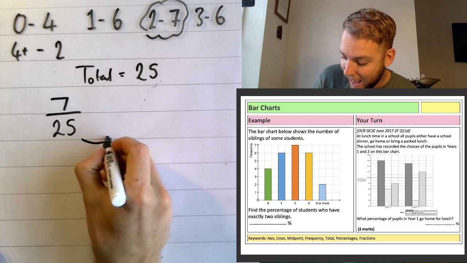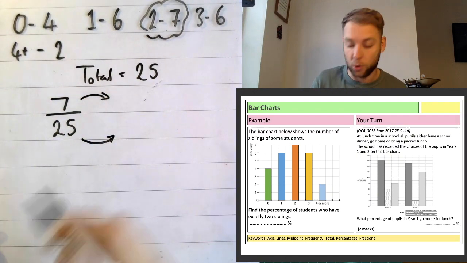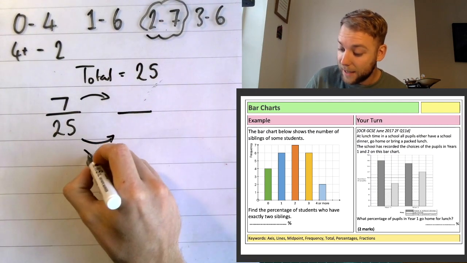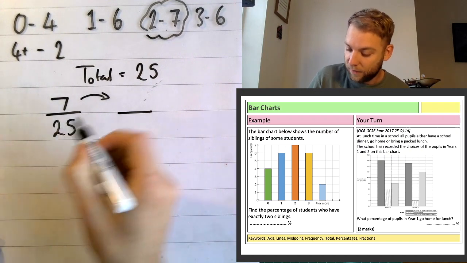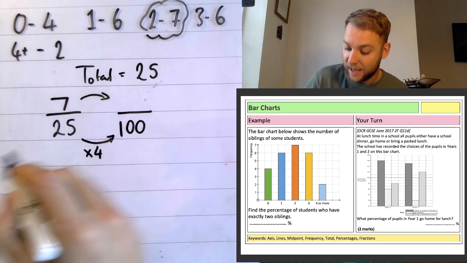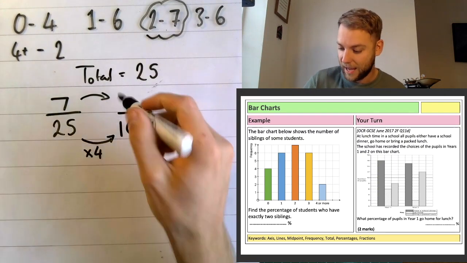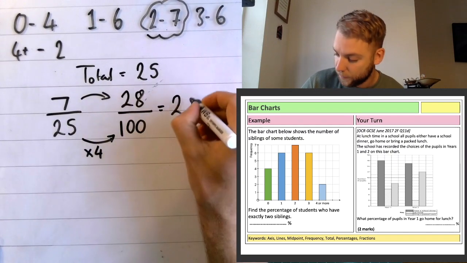Or, if it's non-calculator, we can make the denominator 100. In this case, it's 25. So to make the denominator 100, I'm going to times by 4. 25 times by 4 is 100, and 7 times by 4 is 7, 14, 21, 28, exactly as I said, 28 out of 100, which is equal to 28%.